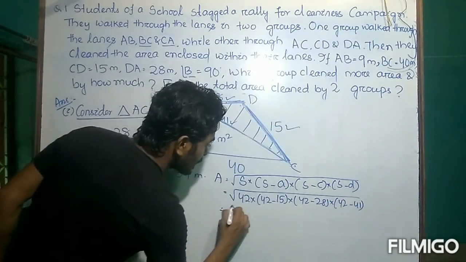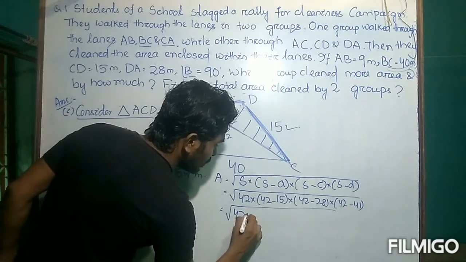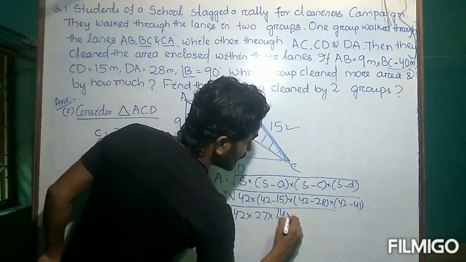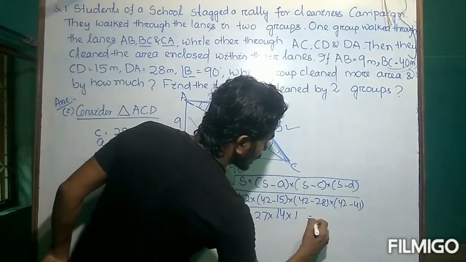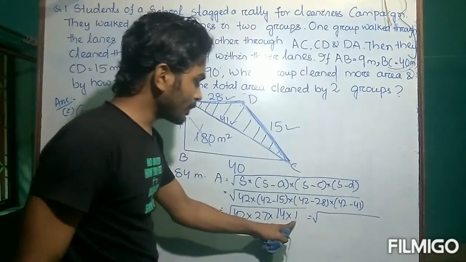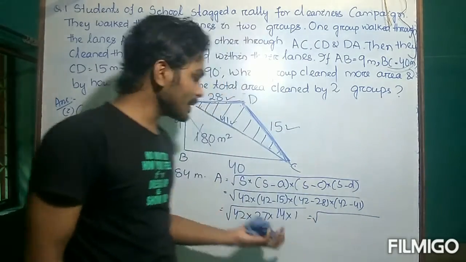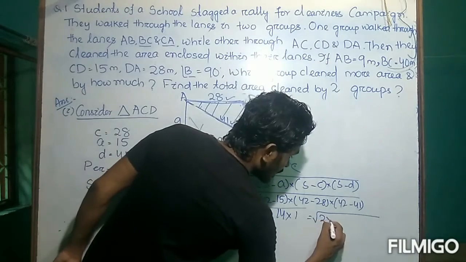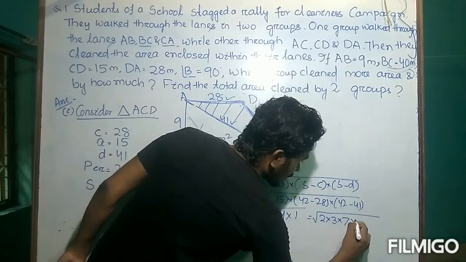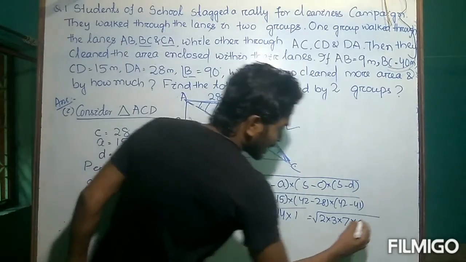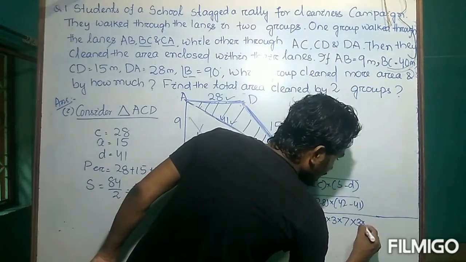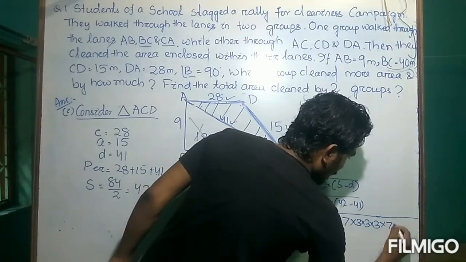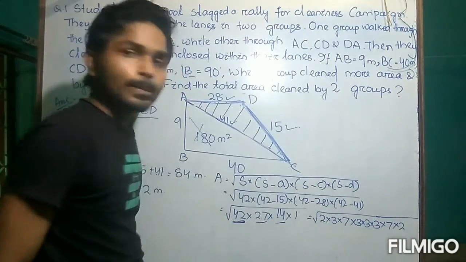Okay. So it will be 42 into 27 into 14 into 1. Neglect 1, because 1 multiplied with any number gives the same number. So 42 can be factorized as 2 into 3 into 7, 27 can be factorized as 3, 3, 3, and 14 can be factorized as 7 into 2. Now 1 is neglected.